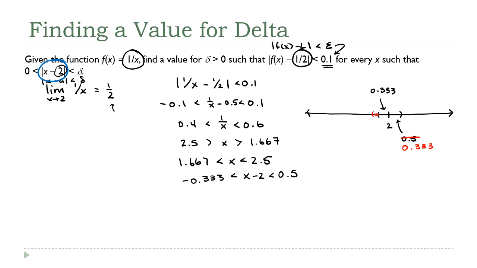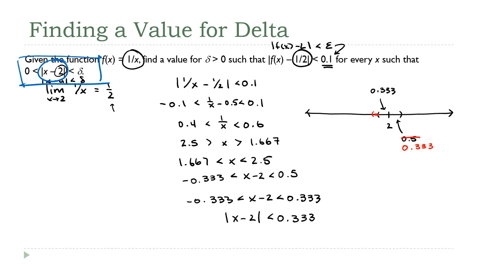So now I'm going to come over here, and I'm going to switch this. I'm going to make this negative 0.333 is less than x minus 2 is less than 0.333. It's positive this time. And this is the same as the inequality absolute value of x minus 2 is less than 0.333. And that's what I needed to do, right? Jump back up here. This is the inequality I was aiming for, and this 0.333, that's going to be my delta.